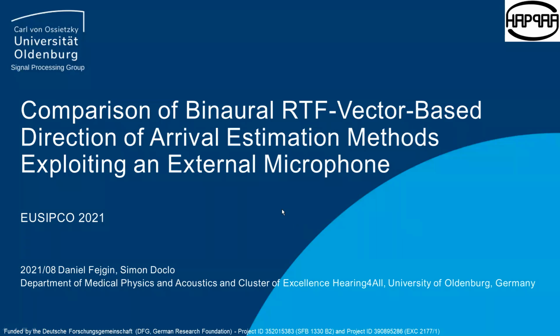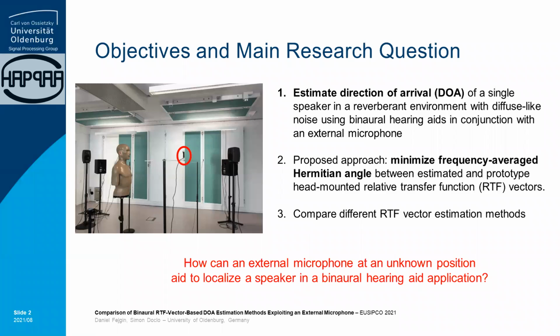After this talk, you should take home: 1. How we estimate the direction of arrival, the DOA, of a target speaker in a reverberant acoustic environment with diffuse noise using binaural hearing aids in conjunction with an external microphone. 2. The suitability of the frequency-averaged emission angle as a cost function for DOA estimation, incorporating so-called relative transfer function vectors, or RTF vectors for short, of the head-mounted microphones.